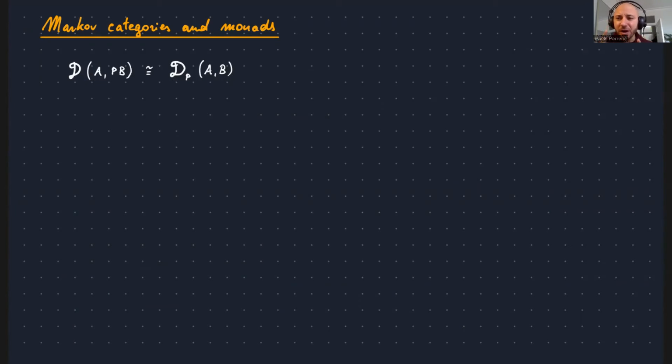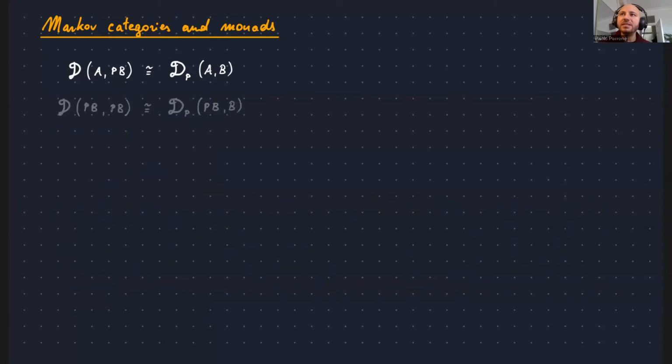What does it say for us? Well, this tells us that Markov kernels from A to B, or random maps from A to B, are the same things as maps from A to probability measures on B. So Markov kernels from A to B are the same thing as measurable functions from A to PB. So they are the same as probability measures on B measurably indexed by A.